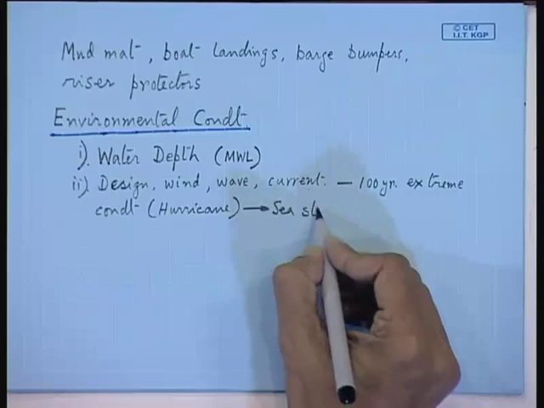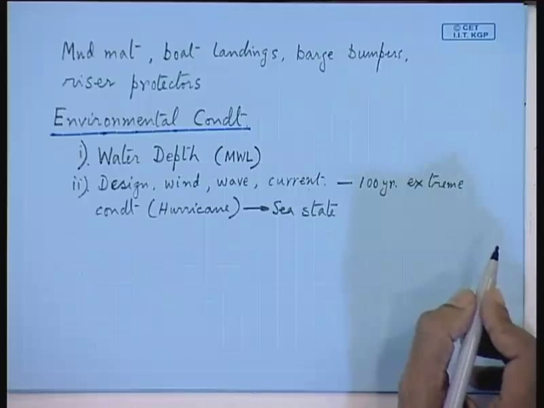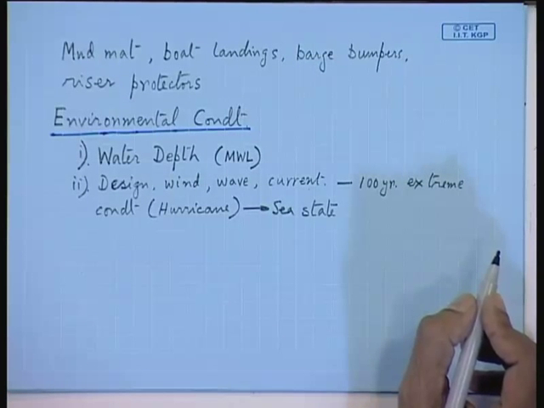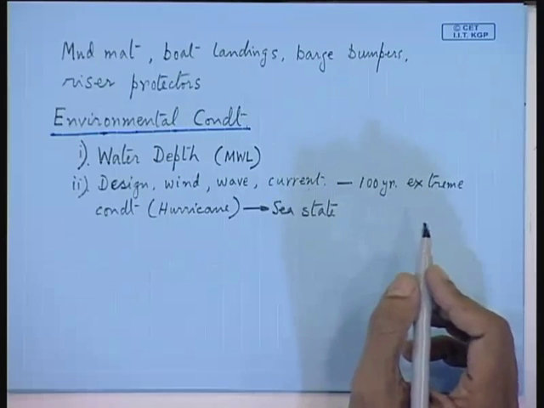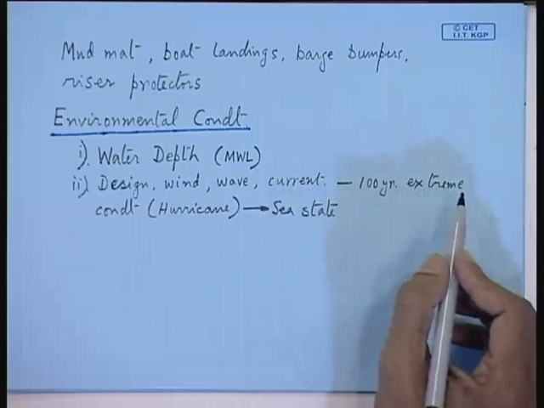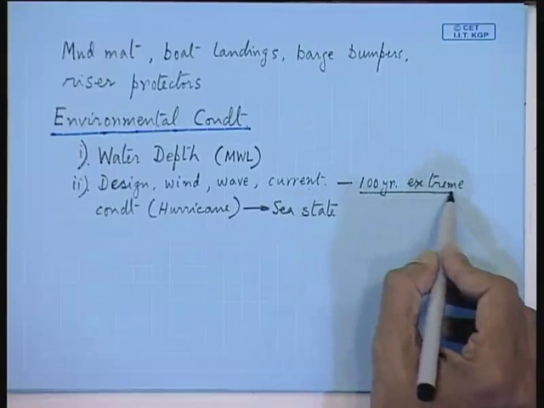So your client will ask you what sea state has formed the basis of design, sea state 7 or sea state 6. Normally you do it for sea state 7. So 100-year extreme storm conditions, very crucial.